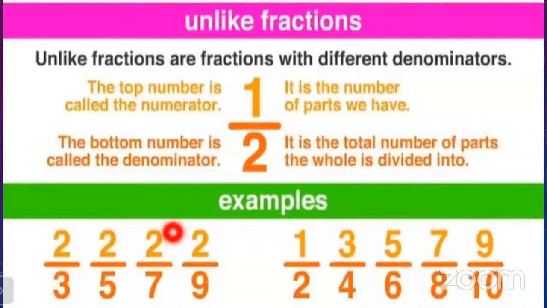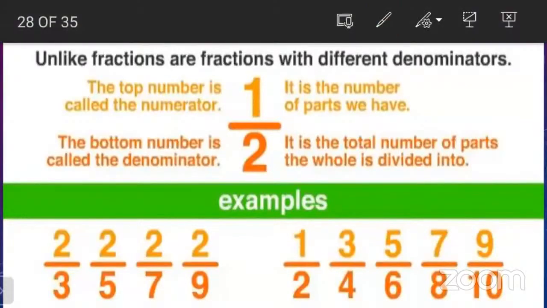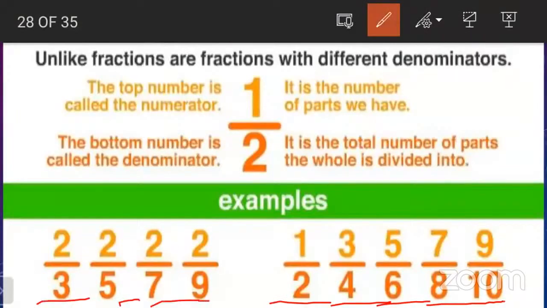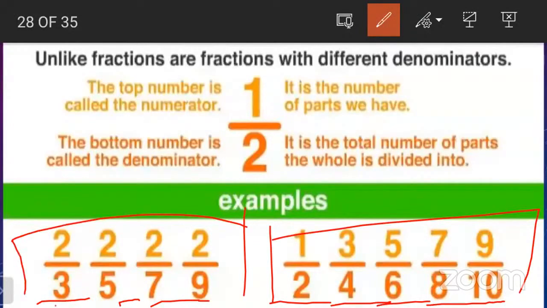2/5, 2/7. Look at the denominators. You will see that all the fractions have different denominators. Isn't it? Here also 1/2, 3/4, 5/6, 7/8, 9/10. All the fractions have different denominators. The denominators of all the fractions are different. So such types of fractions which have different denominators we call unlike fractions.